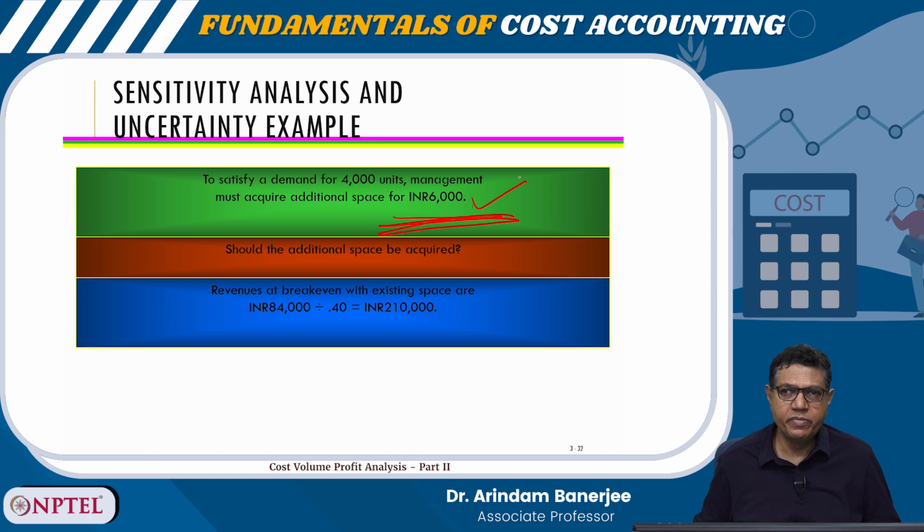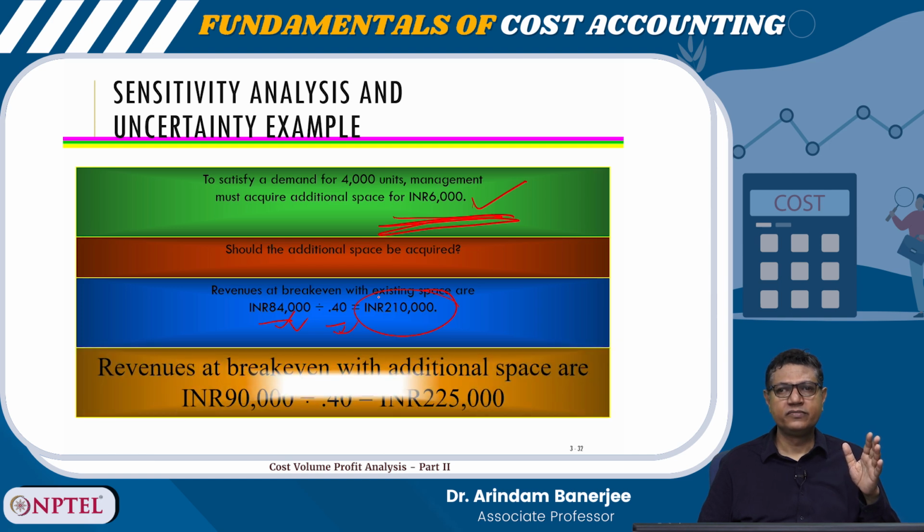So, revenue at break-even point. Revenue at break-even point we have calculated. This is fixed cost by contribution margin. If you remember, we discussed fixed cost divided by contribution margin. So, 2,10,000. This is the break-even revenue. What is break-even revenue? Where the company reaches a no profit and no loss zone. Its profit is 0, loss is also 0.